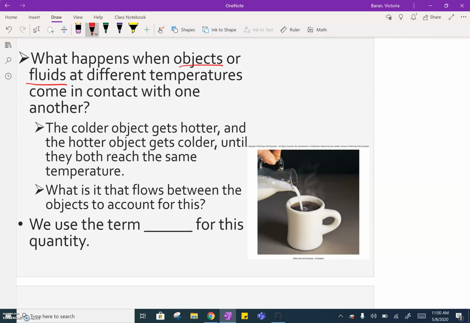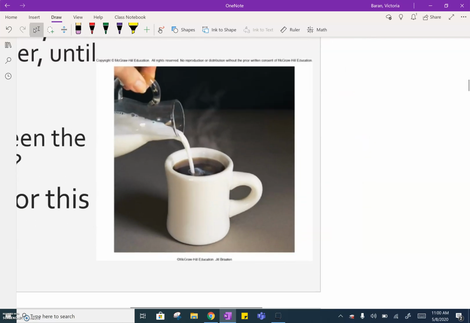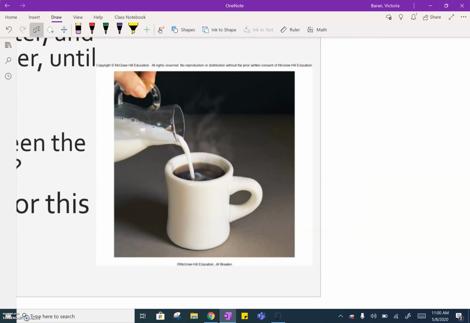So what is it that flows between the objects to account for this? Again, we're going to use that term heat for that quantity. For example, you have a hot cup of coffee, right? This definitely has a much higher temperature than the cold milk, okay? This definitely has a lower temperature.